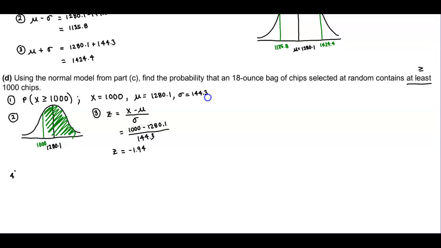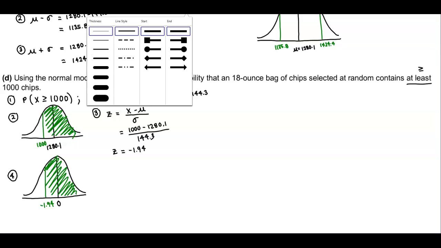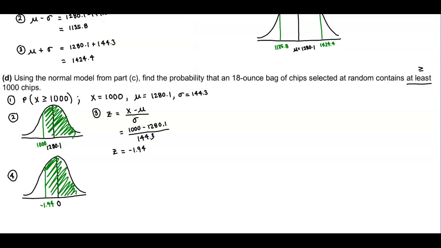So therefore, in part 4, when we now draw the standard normal curve, that means our value of the mean is 0. And we now know that our z-score, instead of it being 1,000, is now negative 1.94. And again, the probability is that it's greater than. So we want to find the area to the right of that score.